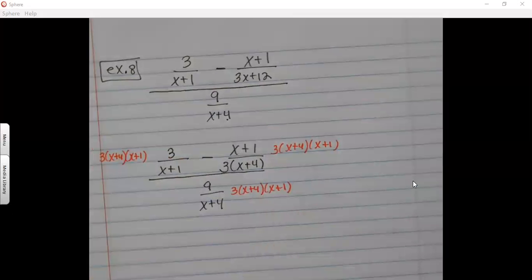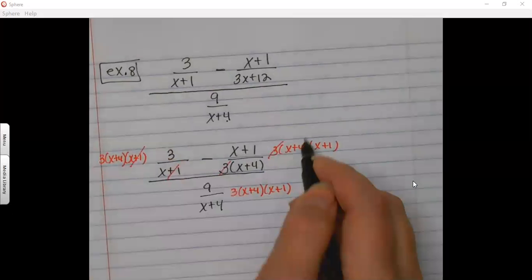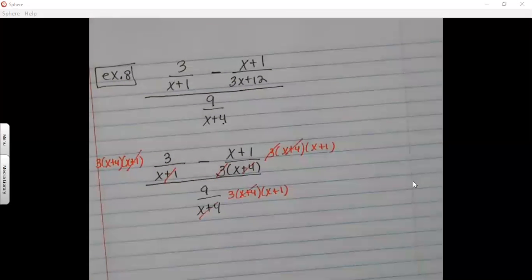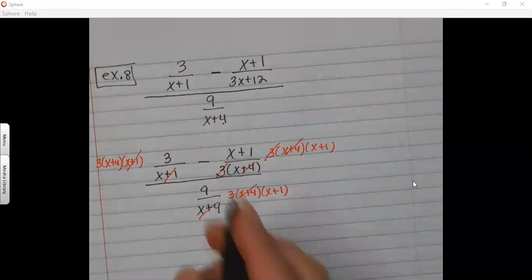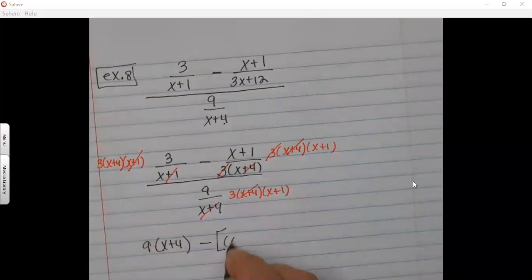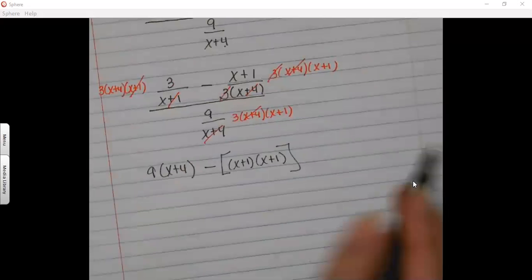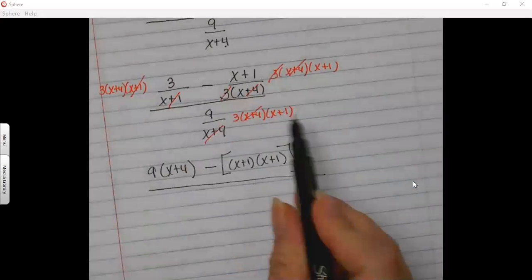All right, so I'm going to cancel what I can. So top left, I have 3 times x plus 4 times 3. So I'm going to go ahead and do 3 times 3 is 9, and then times x plus 4, and I'll come back and distribute that later. Minus, I have x plus 1 times x plus 1. And I'll distribute that negative once I multiply those out. All over, I have a 9 times 3 times x plus 1. So I'm going to call that 27 times x plus 1.